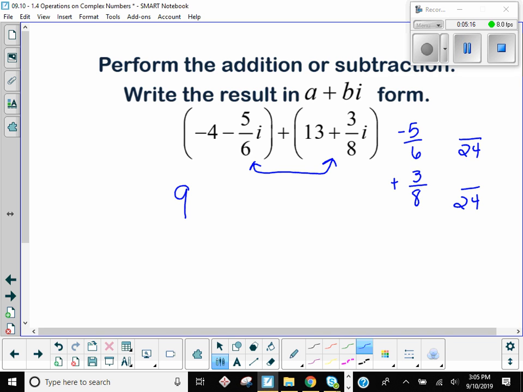In this first fraction, negative 5/6, what do I have to multiply 6 by to get 24? 4. And whatever you do to the bottom, you have to do to the top, because this really just means multiplying by 1. You're not changing the value, you're just changing the form of the number. So that gives me negative 5 times 4 on the top, which is negative 20. What about the other fraction? Multiplied by what? 3. Top and bottom. And so that's 9 over 24.